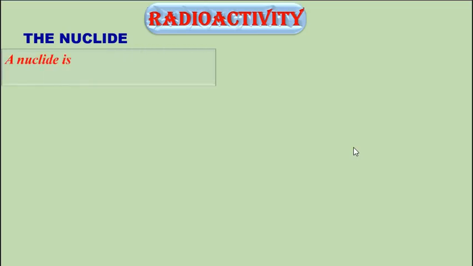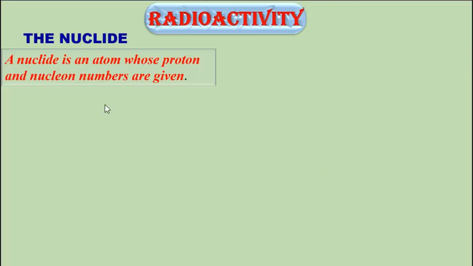So we now come to radioactivity. Now we're going to examine it. The first thing we're going to look at is the nuclide. What actually is the nuclide? A nuclide is an atom whose proton number and nucleon number are given. So if we have an atom that we know the proton number and the nucleon number, that atom can be referred to as a nuclide.